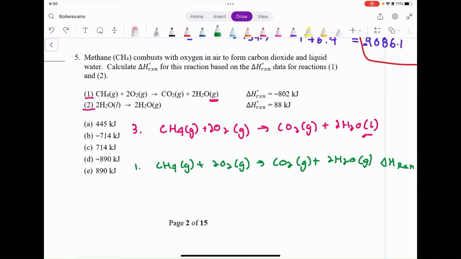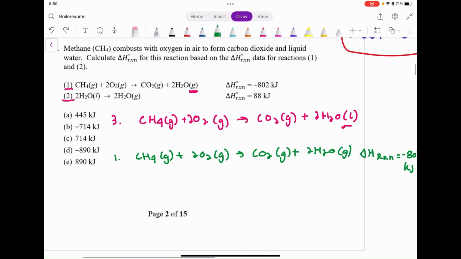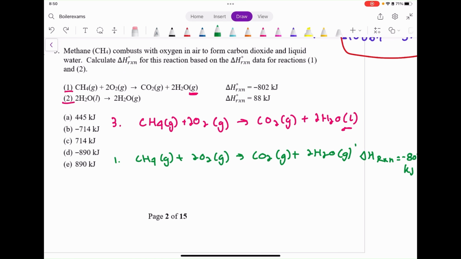And then reaction 2, we're going to want to flip. So I'm going to want to cancel this gaseous water on the product side, so I'm going to want a gaseous water on the reactant side. I'm going to need to move it to the left, so I'm going to flip it. So reaction 2, I'm going to flip it. I'm going to put 2H2O of gas on the left, which is forming 2H2O of liquid on the right.